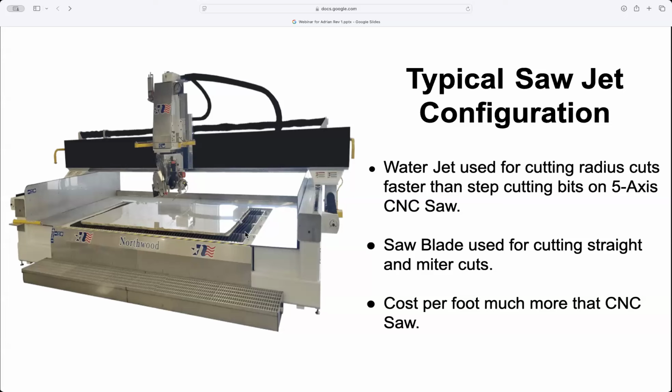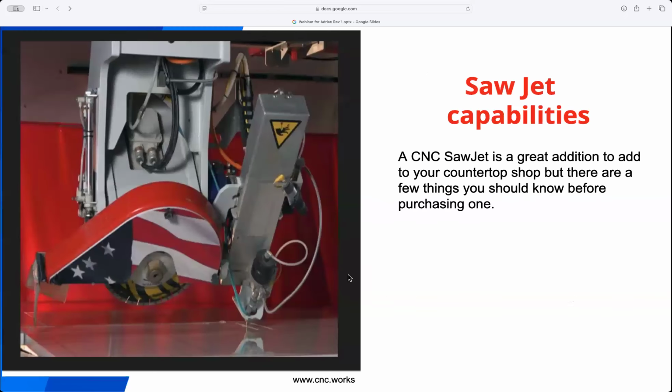The blades are used just like on the CNC saw where you cut them, but it's that water jet that costs so much more money than the CNC saw. But it does it at more speed than the 5-axis CNC saw. Okay. But not as clean. Awesome.